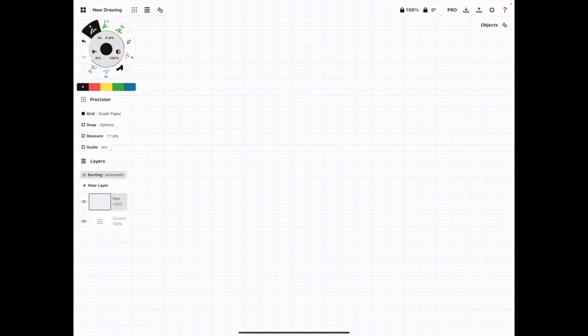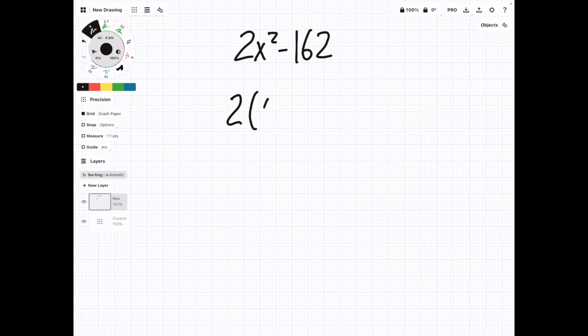Now we can look at one more. 2x squared minus 162. So again, both of these numbers don't look like something we're familiar with, but what we can do is pull a 2 out of this expression. It's going to leave us with x squared minus 81 on the inside, and this is a difference of squares. So we can rewrite it as 2 times x minus 9 times x plus 9.